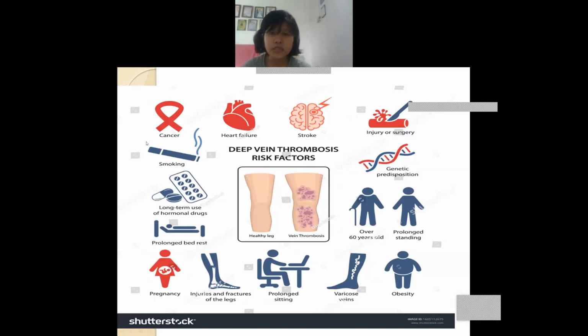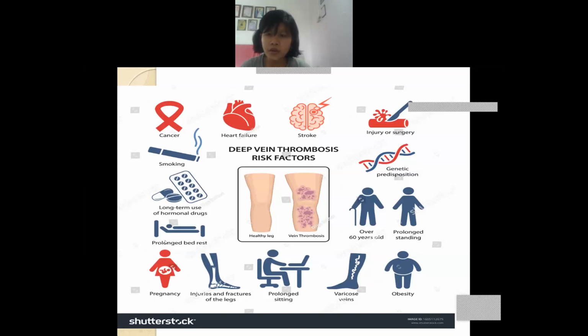Next is smoking. If a person smokes too much, understand? So obviously it will hamper the lungs, right? So pulmonary embolism is related to that also. Next is long-term use of hormonal drugs. If a person consumes too much contraceptive medicine, like the pill and all those things, what will happen? Obviously, there will be some hormonal changes going on, right? So that's why the vein thrombosis occurs.